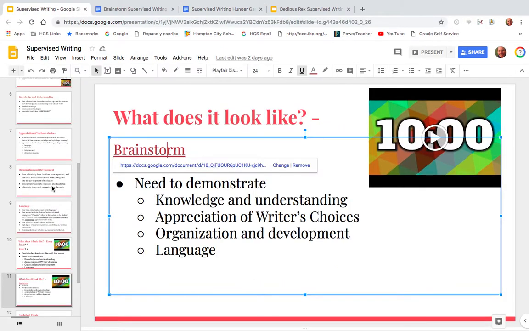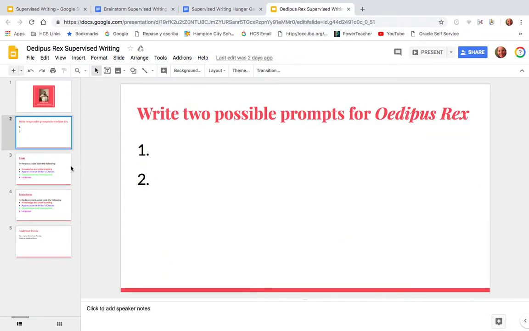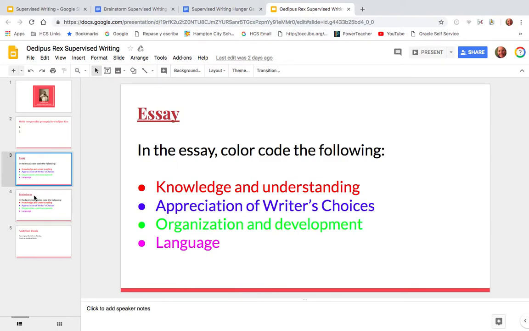So going back to this. What I want you to do for each of these, I want you to find each of these areas for the essay and for the brainstorm, and I want you to color code it for knowledge and understanding, appreciative writer choices, organization development, language. And if you can find where the person did it in each of these examples, you can really see how to do it on your own. And you need to not link onto it from the PowerPoint, but go to the copy that was made to you on Google Classroom.